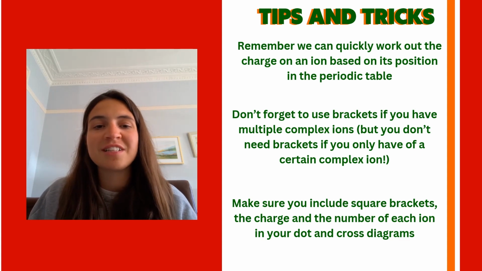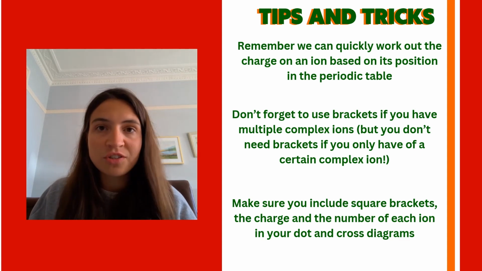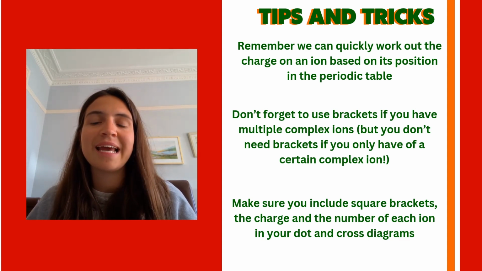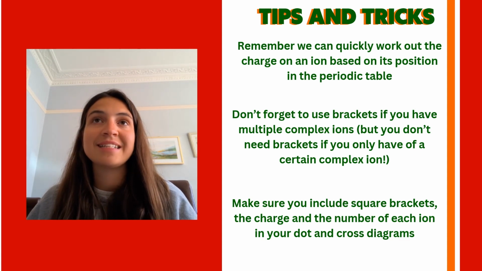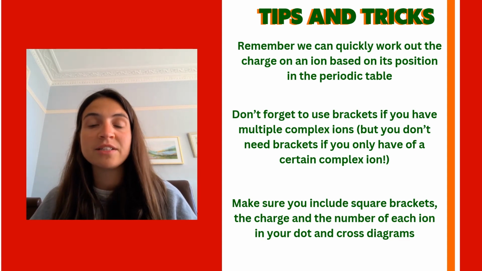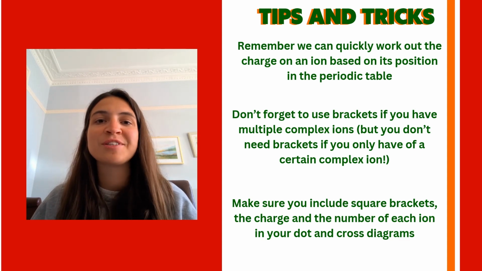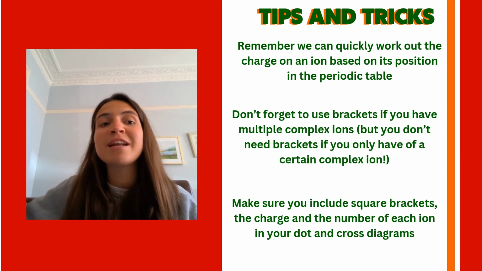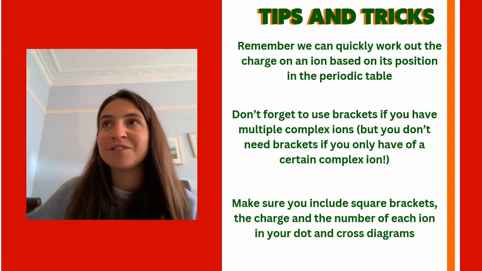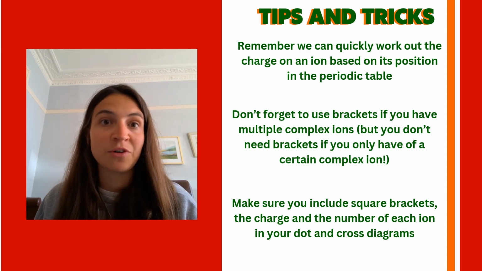A few little tips and tricks for this section. So first one is, remember that you can quickly work out the charge on an ion based on where it is in the periodic table. Okay, so firstly, is it a metal or is it a non-metal? If it's a metal, you look at the group number. That tells you how many electrons there are in its outer shell, and you get rid of that number of electrons, which leaves you with a positive charge equal to whatever that number of electrons was. So if you're in group 3, that leaves you with a +3 charge.